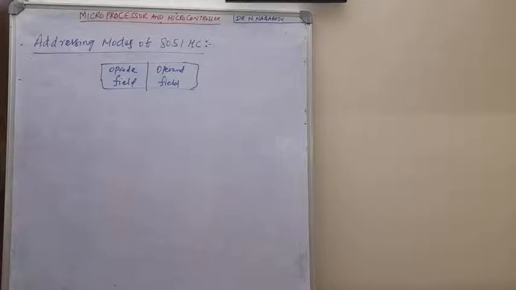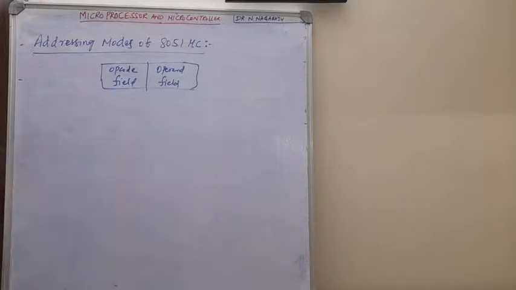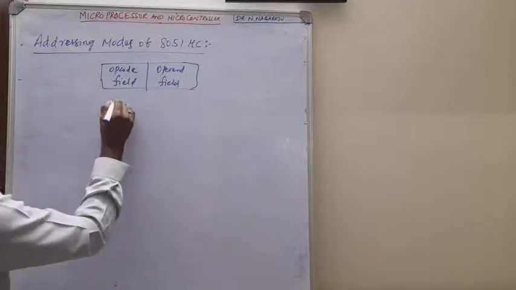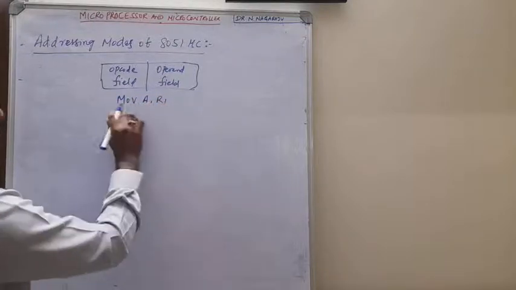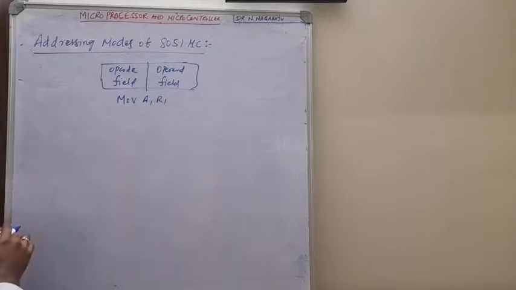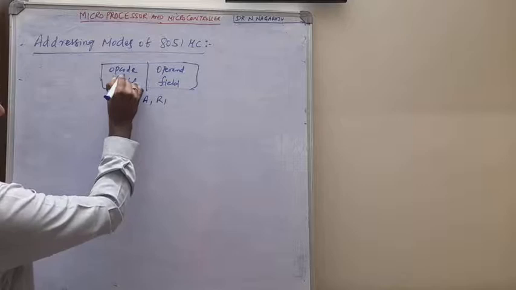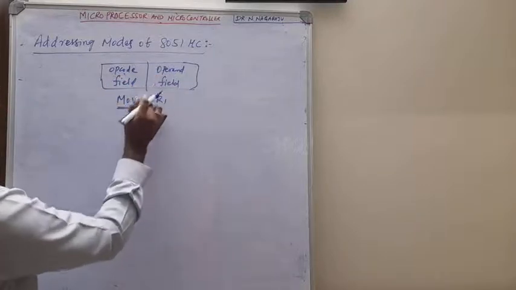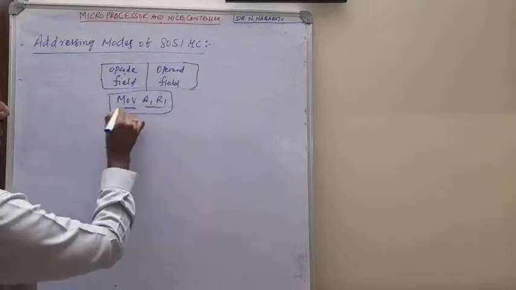It is a part of the instruction that specifies the operation to be carried out, or the operation to be performed, and is called the opcode. For example, I am going to give the example MOV A, R1. Just assume this is one instruction. In this instruction, MOV indicates the opcode field, and A, R1 indicates the operand field.